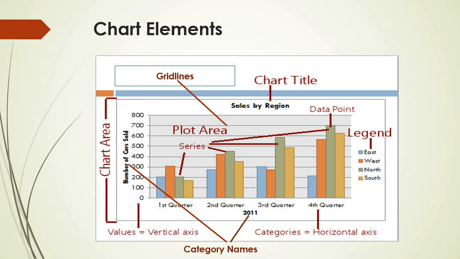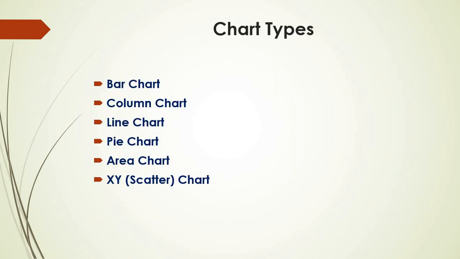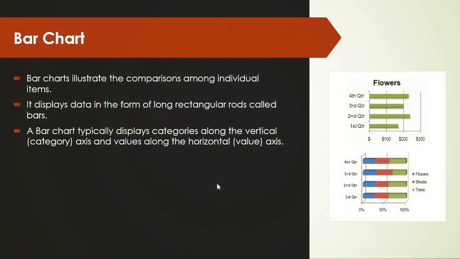Now next we are discussing the types of the chart. There are different types available in the chart, but some of the commonly used charts are bar chart, column chart, line chart, pie chart, area chart, XY, or we can say the scatter chart. First we are discussing the bar chart. Now what do we mean by the bar chart? Bar chart illustrates the comparison among the individual items. You can compare the individual items using the bar chart.